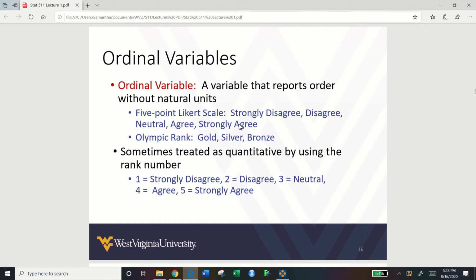Next, we have ordinal variables. An ordinal variable is a variable that reports order without natural units. So something like a 5-point scale or an Olympic rank. And sometimes this can even be quantitative by using a rank number on a scale of 1 to 5.